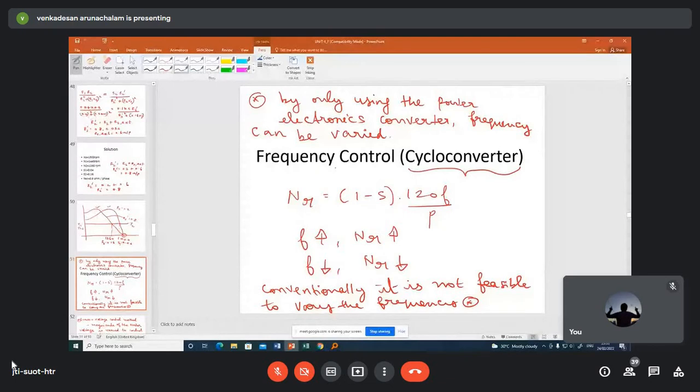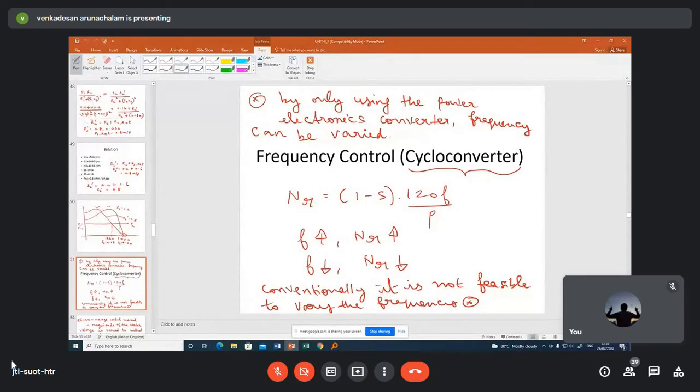So conventionally, how to vary the frequency of the stator? Conventional method is not very easy. There is no conventional method to vary the stator frequency. We have to go with the power electronics control method. Right? So that you will be studying in third year. Just know that to vary the stator frequency, only a power electronics converter can be used. The name of the power electronics converter is cycloconverter.